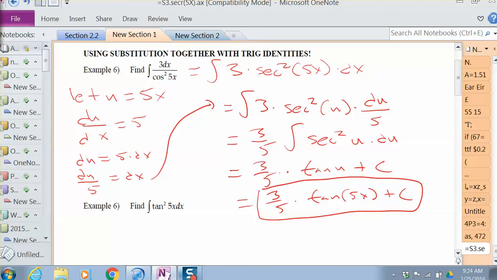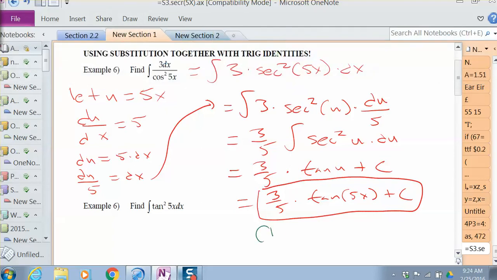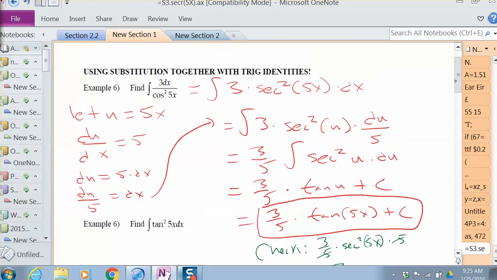If you wanted to check your work, take the derivative. It's always a good idea to quickly check your work. So 3/5 times secant squared 5x times 5, those cancel. And of course, that will get us 3 over cosine squared 5x. So we know by checking that it works out.